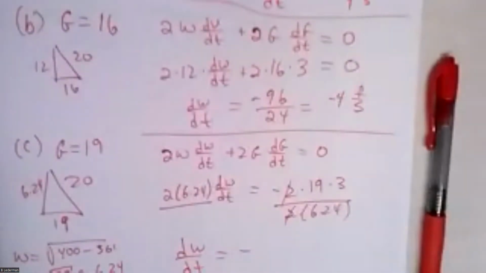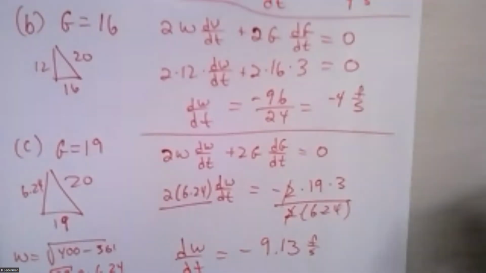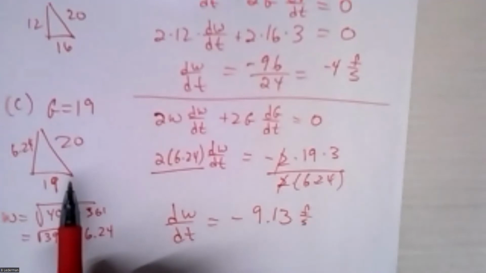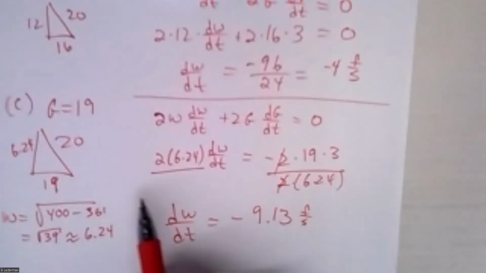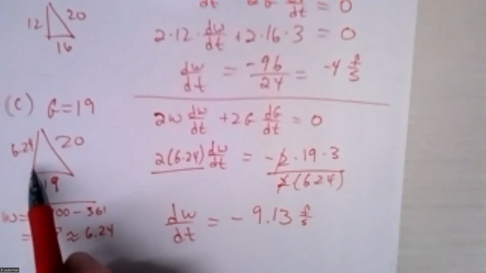So dW/dt is going to equal negative 19 times 3 divided by 6.24. That comes out on a calculator to about negative 9.13. So again, notice that when G is 19, that's about as far as it can go. The bottom is going at a constant rate, always 3 feet per second, but as you get further away, the top falls faster.